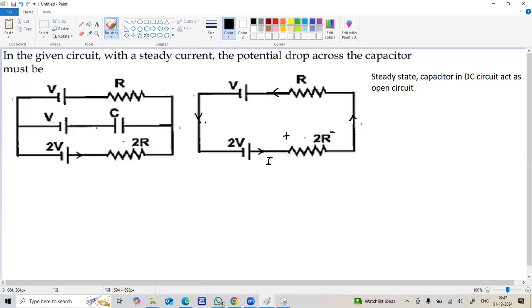The concept is that current flows from higher potential to lower potential in a resistor. The same here, the current is flowing from right to left. So current flows from positive to negative potential. For a cell, the positive and negative polarities are already marked. The longer line is plus and the shorter one is minus. Here also, this is plus and this is minus. So when you apply the rule, you can start from A, B, C, D, E, F.